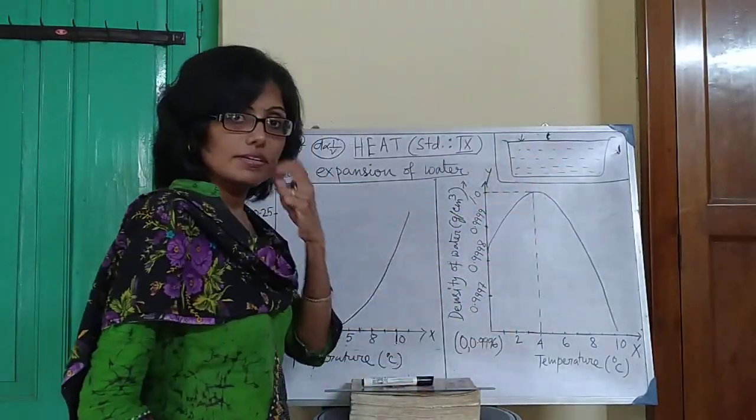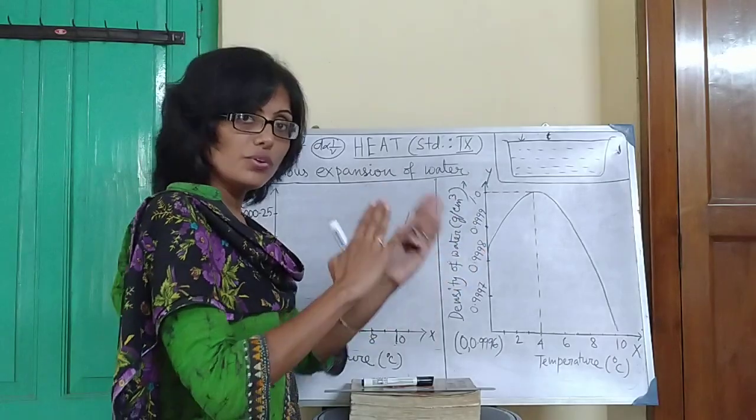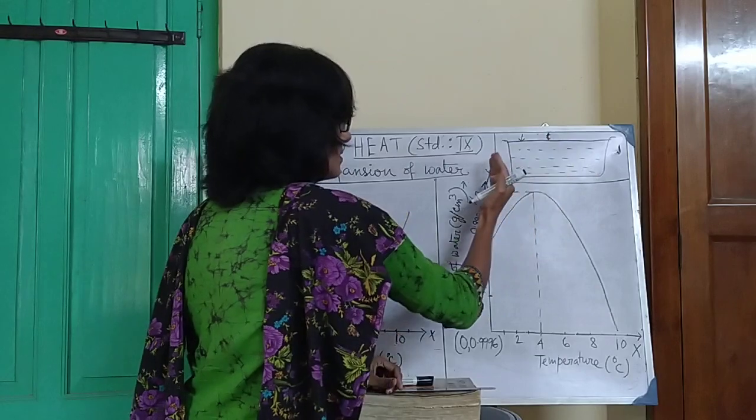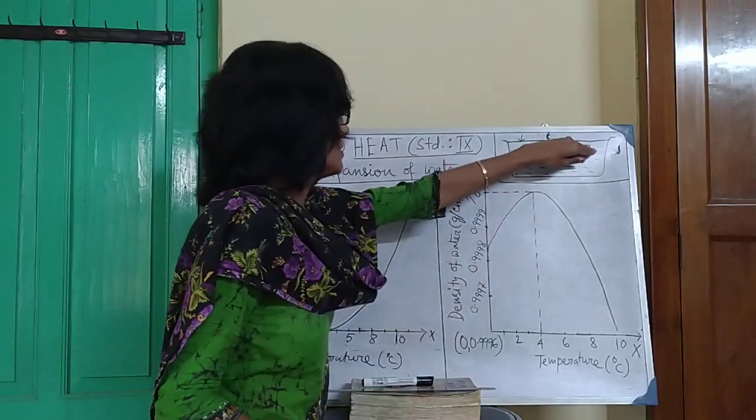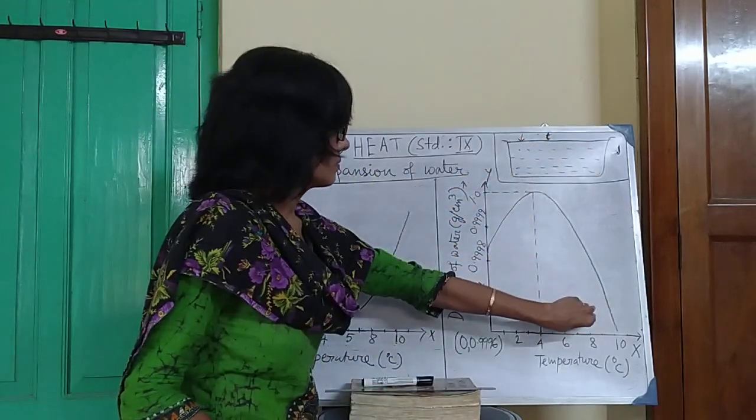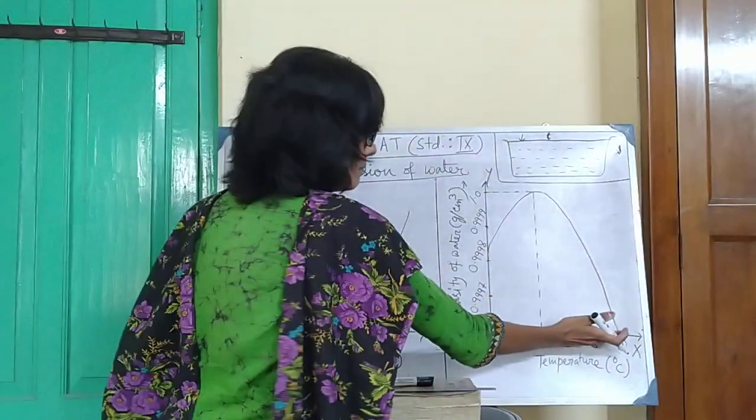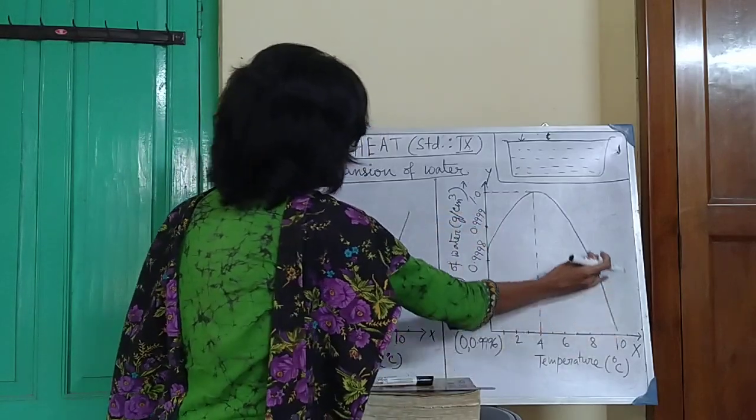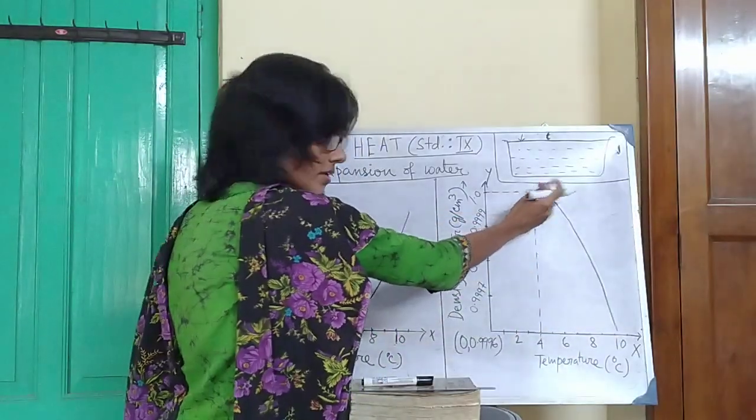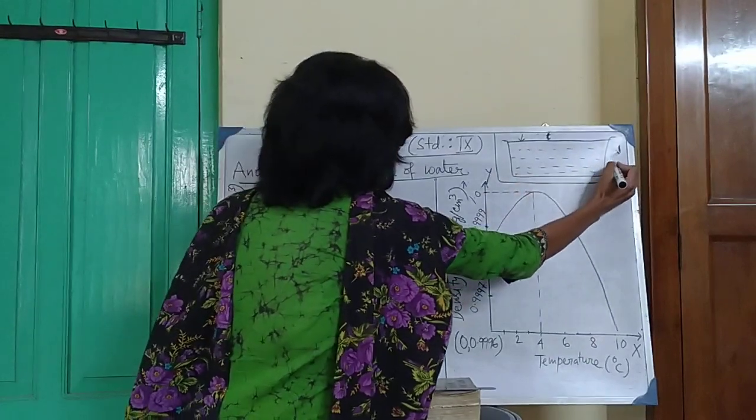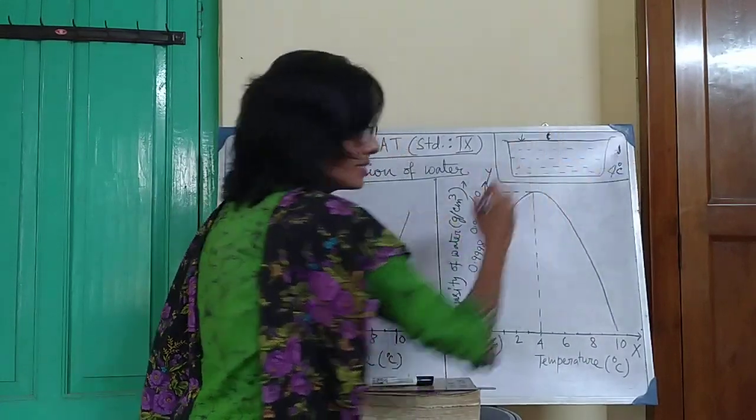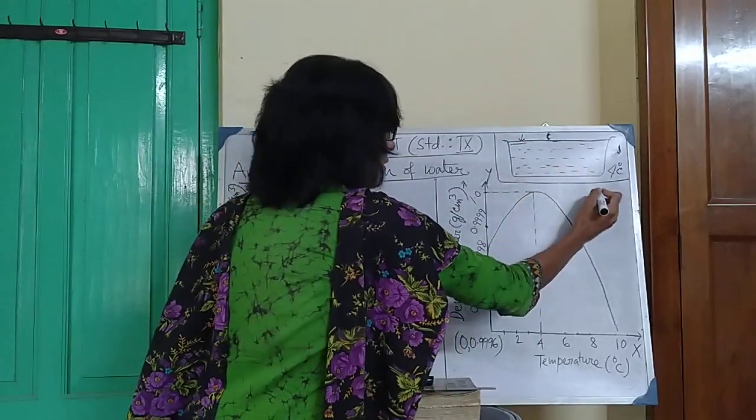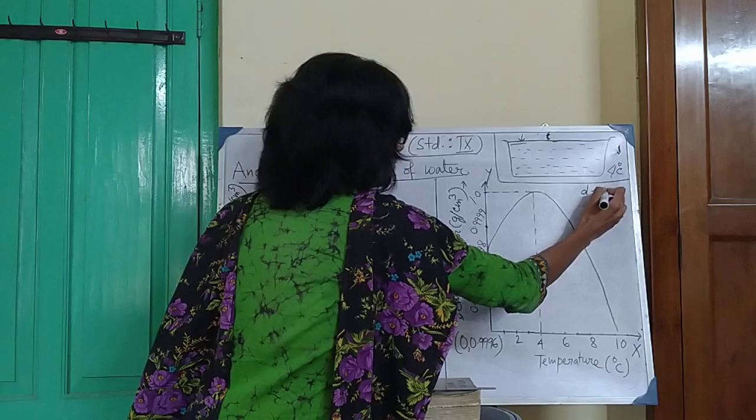Suppose temperature is decreasing in winter, in cold places. If temperature is decreased, see the graph: temperature decreases, density is in increasing order. So when the temperature reaches 4 degrees centigrade, the entire water in the pond will be more dense, means density becomes maximum.